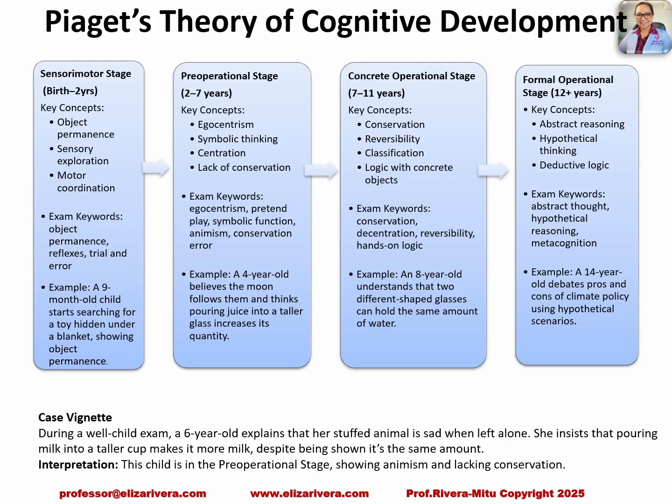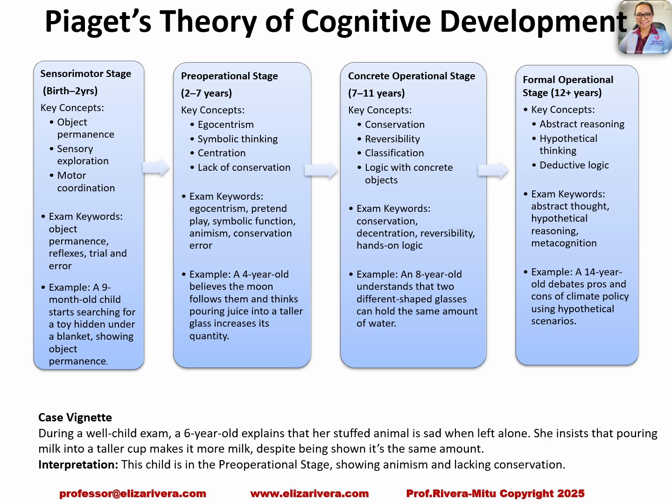It presents Piaget's theory of cognitive development, which describes how children's thinking evolves through four distinct stages. The sensorimotor stage, which is birth to 2 years, focuses on sensory experiences and motor actions, highlighting the development of object permanence. The pre-operational stage, 2 to 7 years, is characterized by symbolic thinking, but also egocentrism and difficulty understanding conservation, as illustrated by the example of a child believing a taller glass holds more juice.